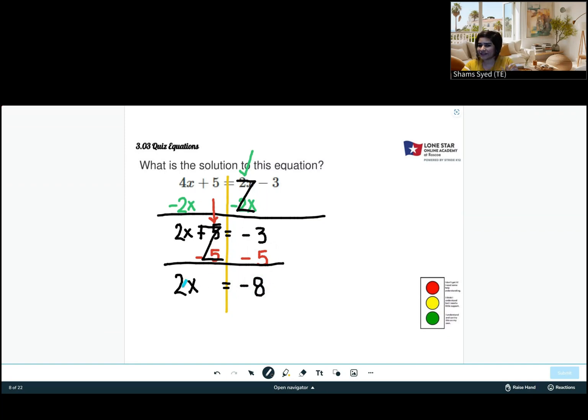So far, the answer is in terms of 2x. We don't want 2x, we want the value of x. Guess what? We got to divide both sides by 2, right? You're going to divide both sides by 2, and it will generate the answer for x itself. You are doing -8 divided by 2. How will that modify your answer?